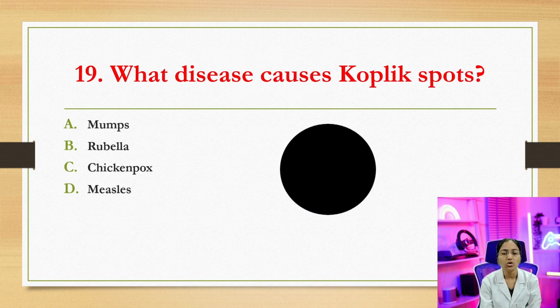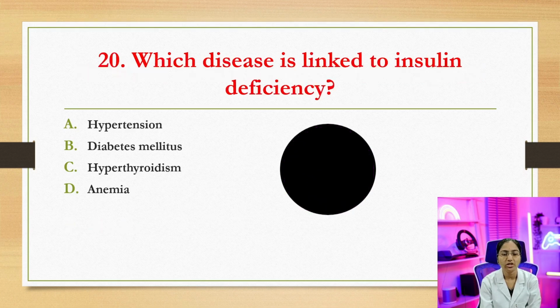What disease causes Koplik spots? Here the options are given. Option is measles. We'll move to the next one.